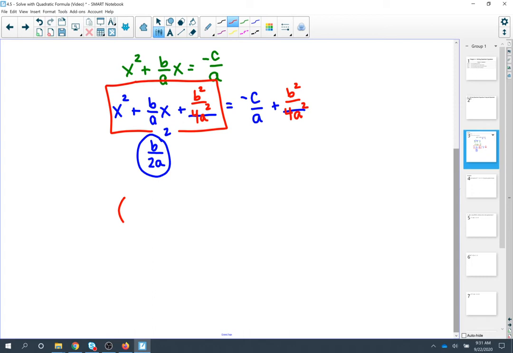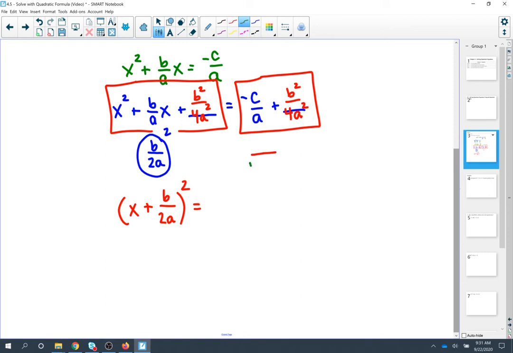Now, from here, we factor. And keep in mind, this just factors into x, and then this thing in the circle, positive b over 2a, just falls into place, squared, equals, and then this is where we're going to get a little more complicated. So, at this point in time, we need to add these together, or because this is a negative c, we need to subtract these, but in order to do that, I need a common denominator. Well, the common denominator between an a and a 4a squared is actually 4a squared.